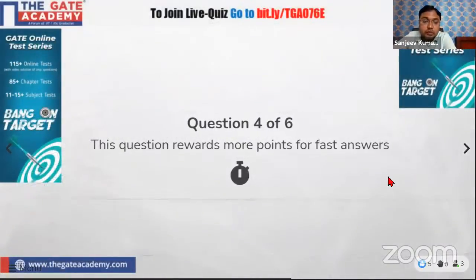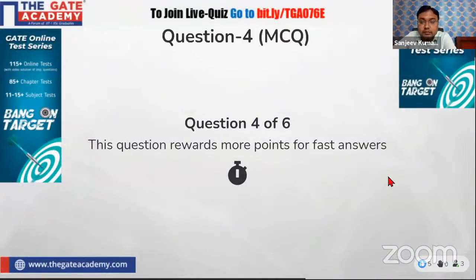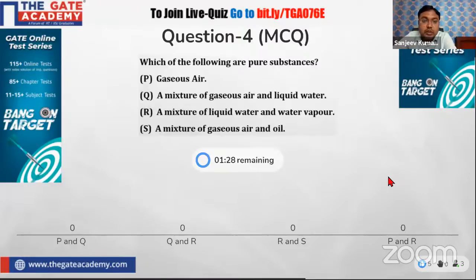Question 4 of 6. Which of the following are pure substances? So what are the examples of pure substances? If examples are there in your mind for the pure substance, you can choose the correct answer.